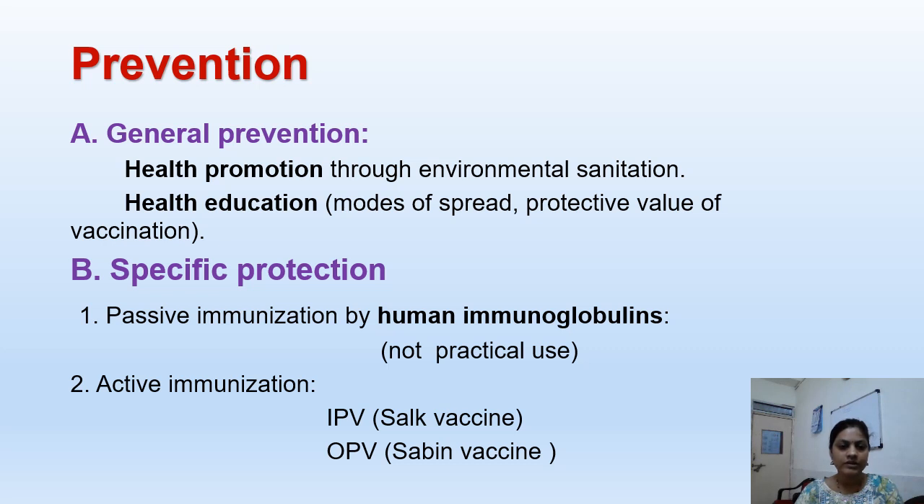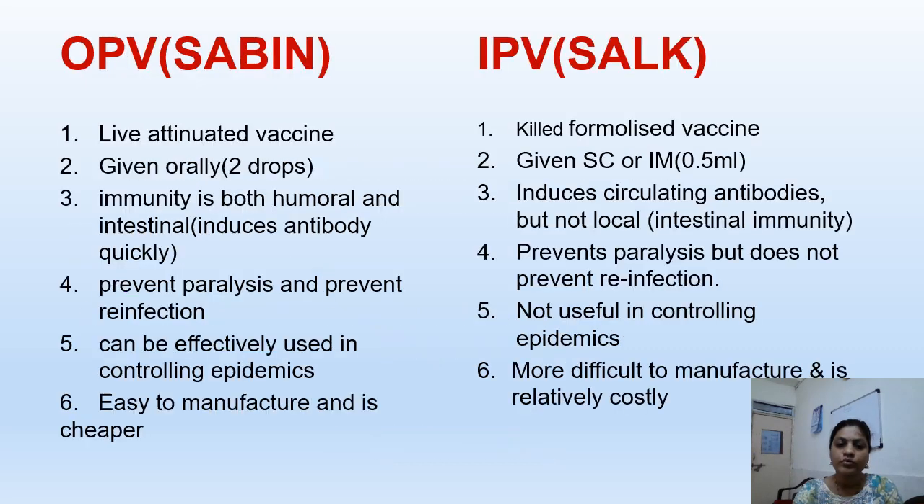We have active immunization where we have two vaccines, IPV, that is the injectable polio vaccine, and the oral polio vaccine. Now let's see the difference between these two vaccines. The oral polio vaccine was discovered by Sabin. It's also called the Sabin vaccine. It is a live attenuated vaccine, and it is given as two drops, and the immunity which is achieved through OPV is both humoral and intestinal. It induces the local antibody response in the intestines in the form of IgA antibodies.